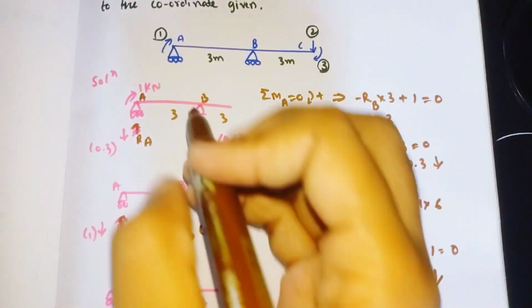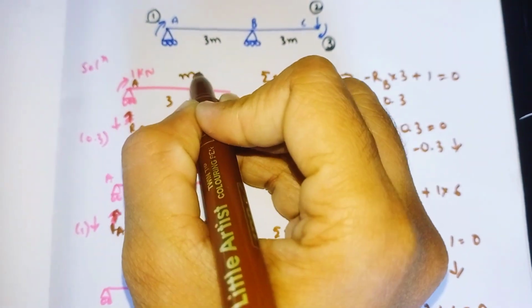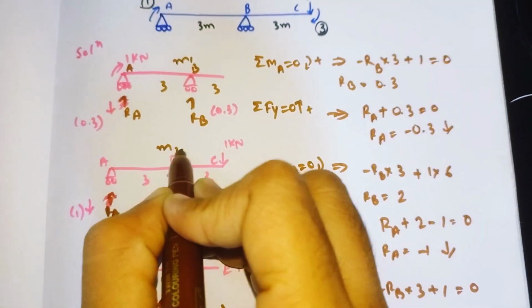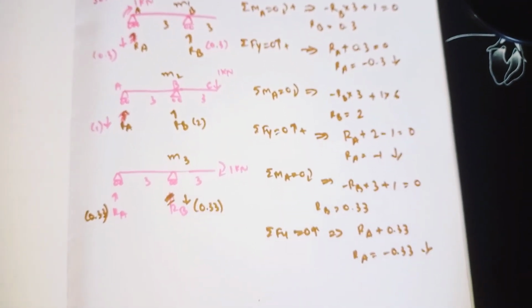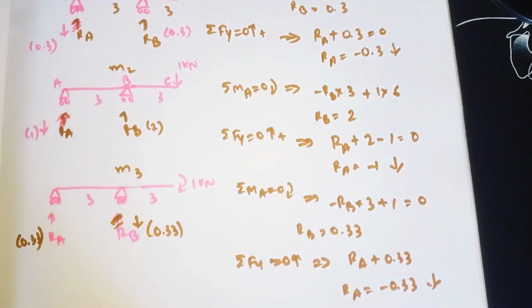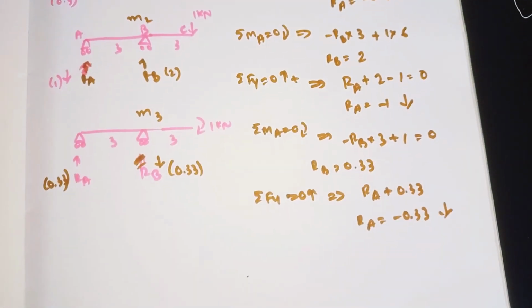And here one more thing: the first diagram we will call the M1 bending moment of coordinate number 1. This is M2, the bending moment of coordinate number 3. This is M3, the bending moment of coordinate number 3. So this is how we need to find the reaction for each coordinate.